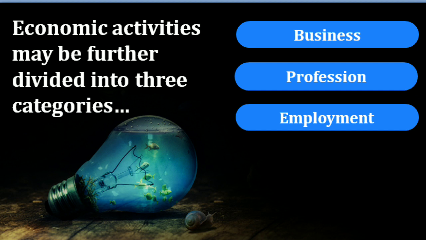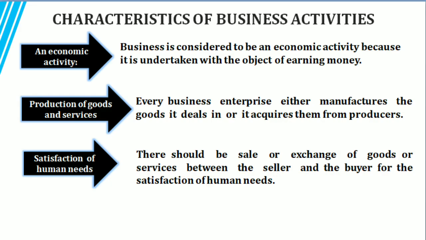For earning money, we can do different types of activities, and these are classified as business, profession, and employment. So what are business activities? What are the characteristics of business activities? We have already seen the meaning and definitions of business. So first and very important, all businesses are considered economic activities, because there should be the involvement of money or profit. If money or profit is not engaged there, then it can't be considered an economic activity.